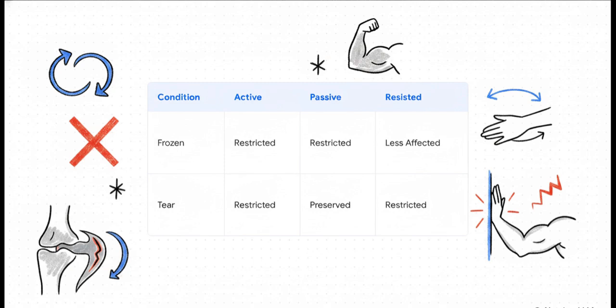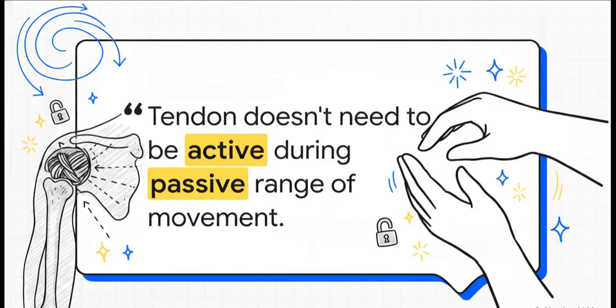Furthermore, resisted power tests will rapidly expose the cuff tear's weakness while remaining remarkably less affected in a frozen shoulder. Now, what's really interesting about this breakdown is how passive range of movement completely differentiates the two conditions. To explain exactly why a patient with a massive rotator cuff tear will still have a beautifully preserved passive range of movement, we just have to look at the mechanics.